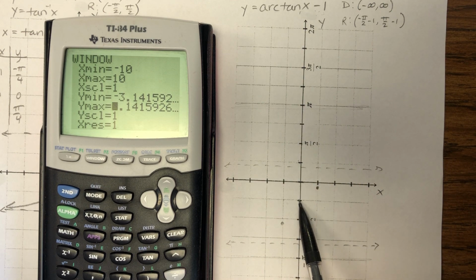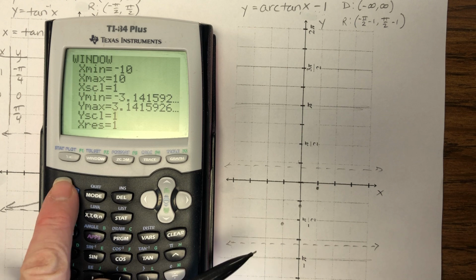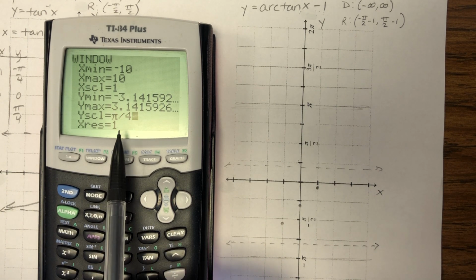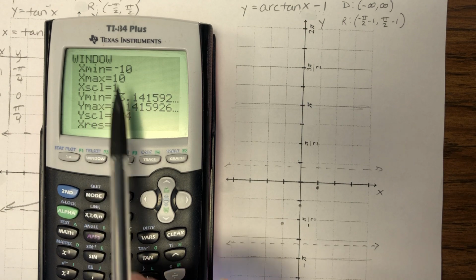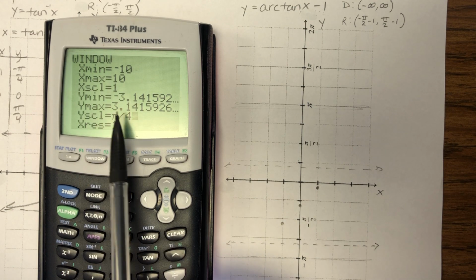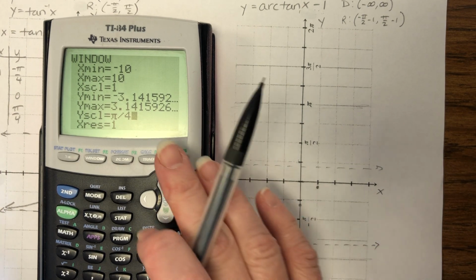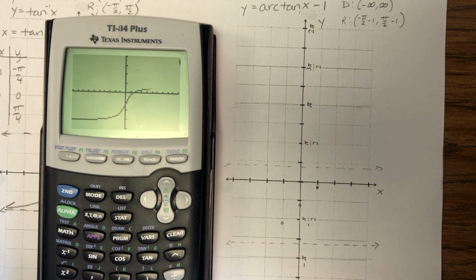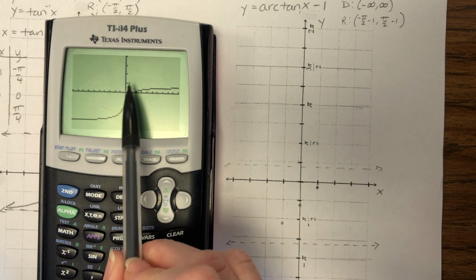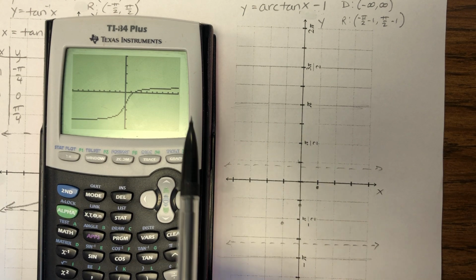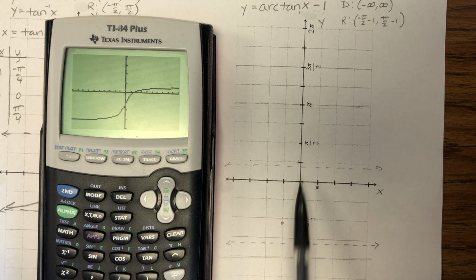And then this goes by pi fourths, so my scale I'm going to make pi fourths. There is no quick, easy way to do this on the calculator. The zoom trig will change your x scale to radians. There is no quick way to change your y scale to radians. So if I take a look at my graph, you can see that this is pi fourths right here. And so it's happening a little bit below that.